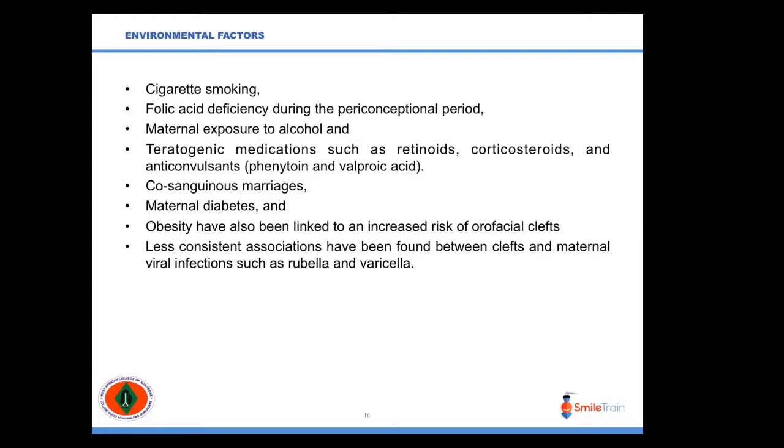But when it comes to environmental factors, there are lots of environmental factors that are implicated in the etiology of cleft lip and palate. The first, we know that cigarette smoking in the first trimester of pregnancy has been implicated in a lot of birth defects, and cleft lip is one of them. So mothers who smoke have a higher tendency of having cleft lip babies. Folic acid deficiency during the preconceptual period has also been investigated and found to have an association not only with the neural tube defects, but also with cleft lip.